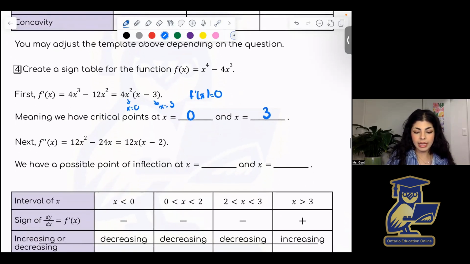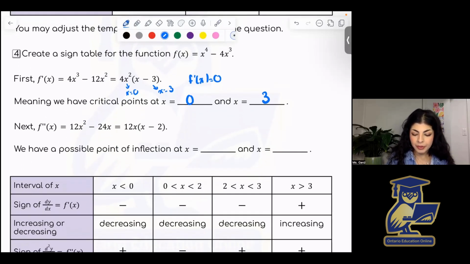Now, I also found the second derivative for you here. So it's 12x squared minus 24x. And again, always use that expanded form just so it's easier for derivative rules. Now, possible points of inflection here are x is 0 and x is 2.